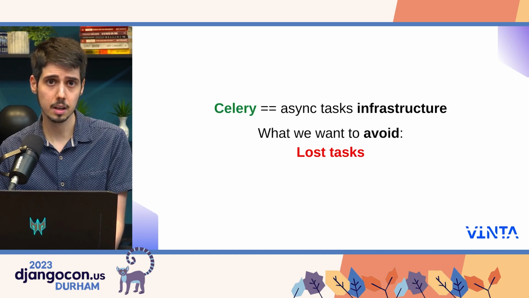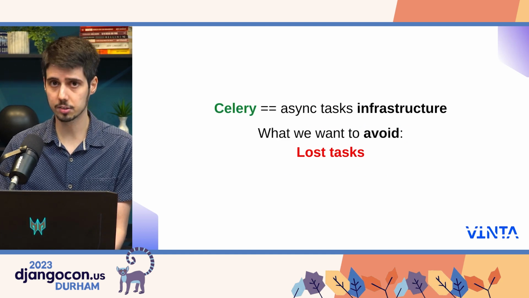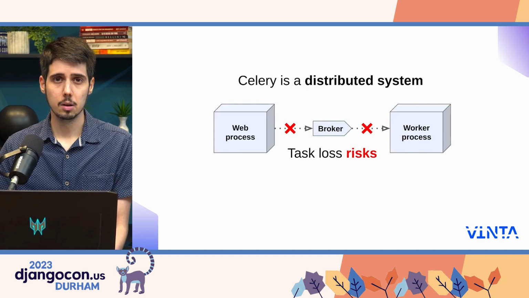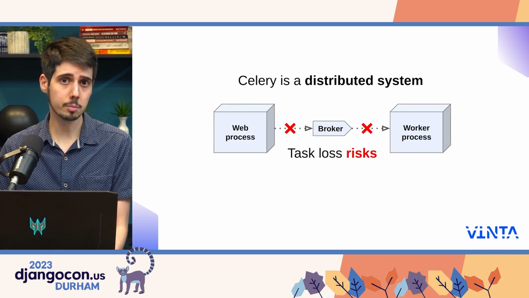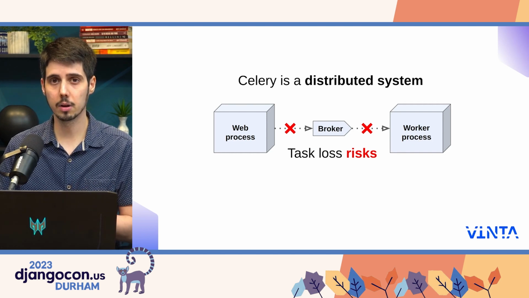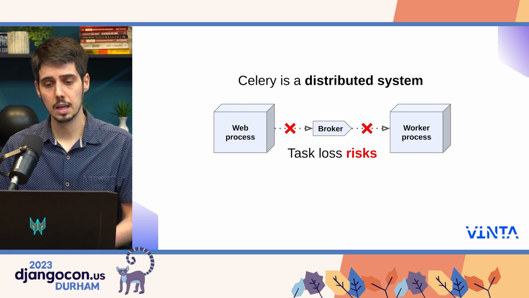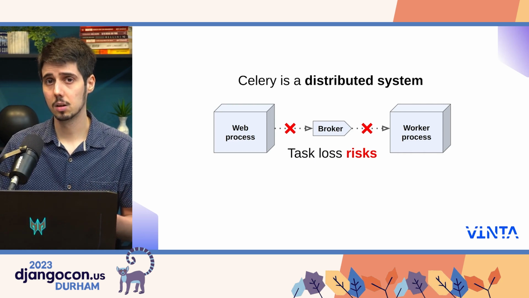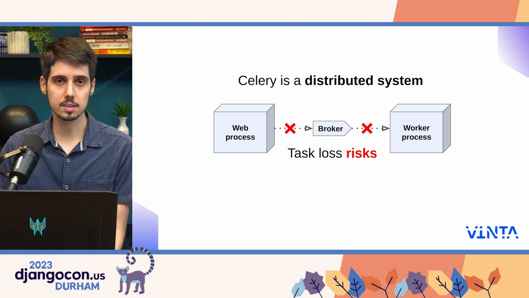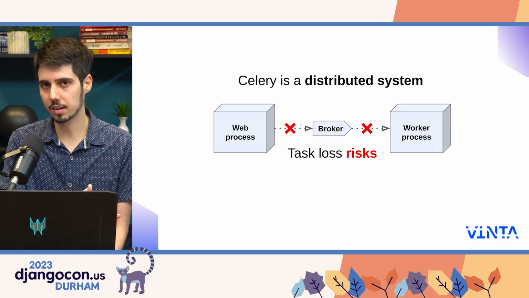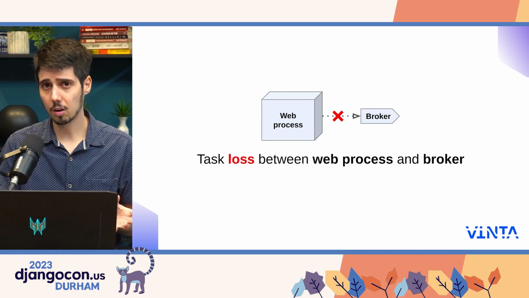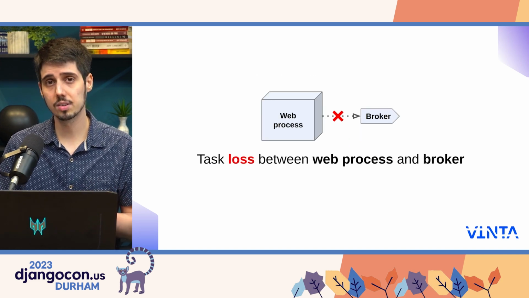Celery is our async tasks infrastructure, and we want to avoid lost tasks. We have to remember that Celery is a distributed system. We have the web process, we have the broker, and we have the worker processes. There are task loss risks when those things communicate with each other to really delay, queue, and execute tasks. There can be task loss between the web process and the broker.